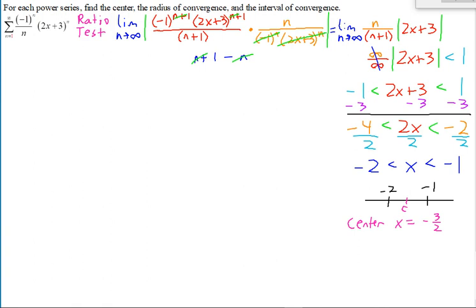And then the radius of convergence is from the center to either endpoint. Just like with a circle, the radius is how far it is either way. That's the radius of convergence. In this case, you can see that would just be 1/2.